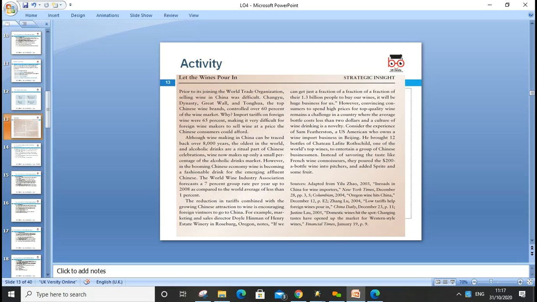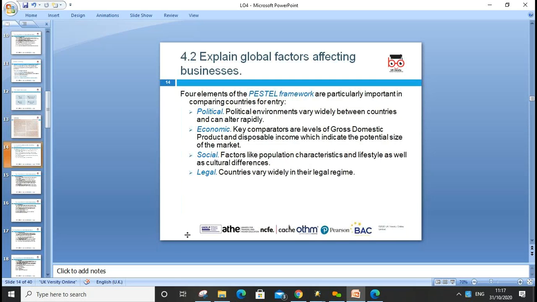This is one case study I'm leaving for you to look into: the role of the WTO, the World Trade Organization, and how it helps to boost international trade. Okay, next, we're looking now. Anybody, any question? If you have, please.